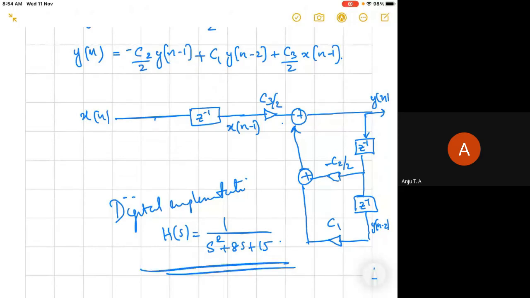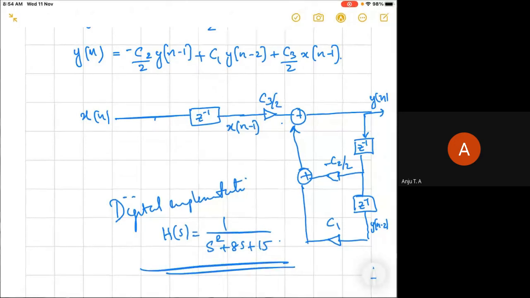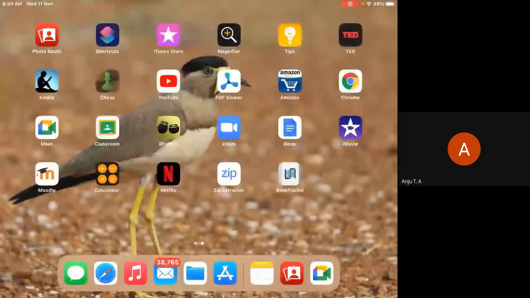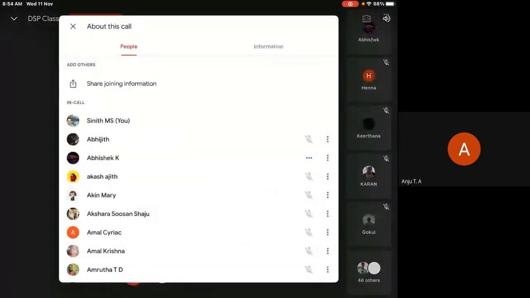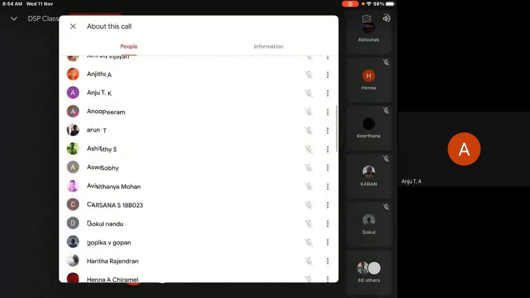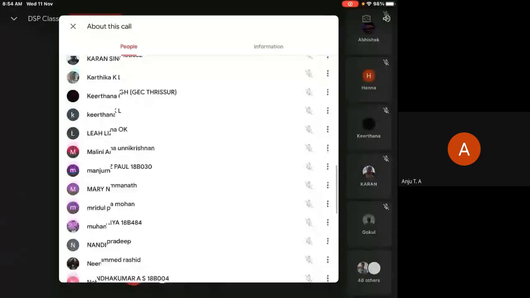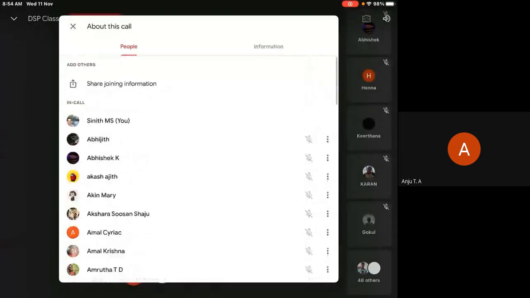Okay. Is anybody trying to tell something? Okay, Abhishek, do you want to tell something? Or you can unmute. So mute the audio. Yeah.